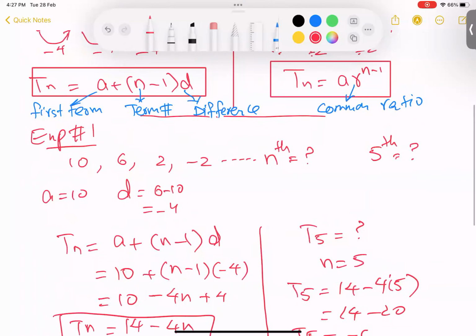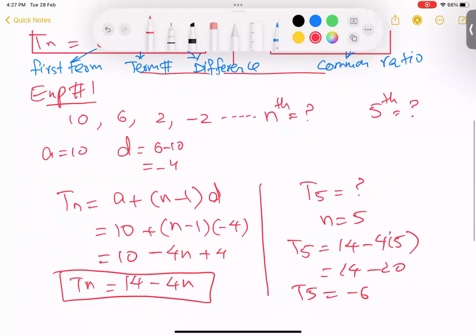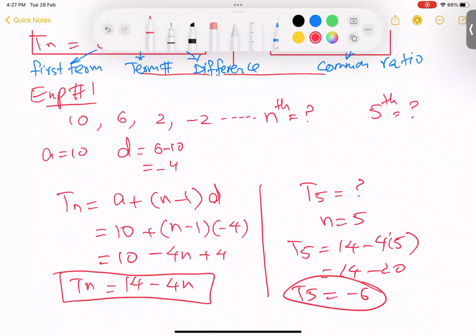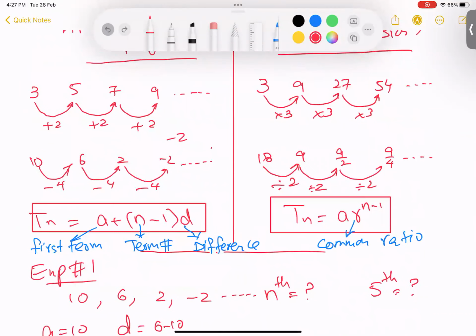We subtracted 4, we got 6. We subtracted 4, we got 2. We subtracted 4, we got negative 2. Again, subtracted 4, you know it very well, negative 2, negative 4 gives you negative 6. And check, it matches. It means the concept is very, very clear, what I explained to you.